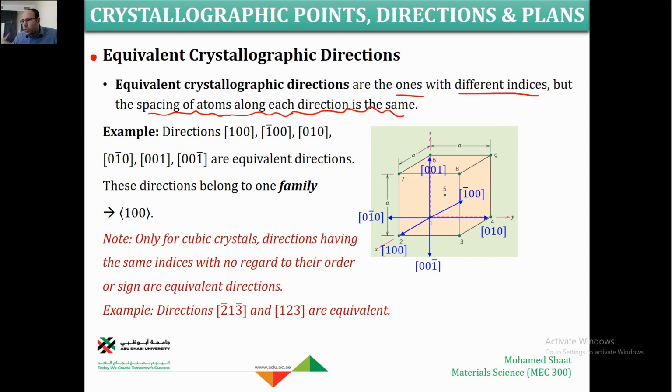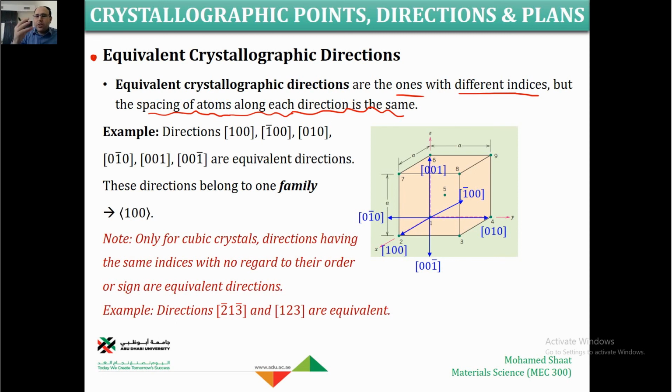You can do it as we used to do in mathematics for a vector, to find the magnitude of a vector. For example, what is the length of this vector, 0, 0, 1? It's going to be 0 squared plus 0 squared plus 1 squared, which is 1. You got it? So simply, to find the length of any crystallographic direction, sum the squares of the indices under the square root.